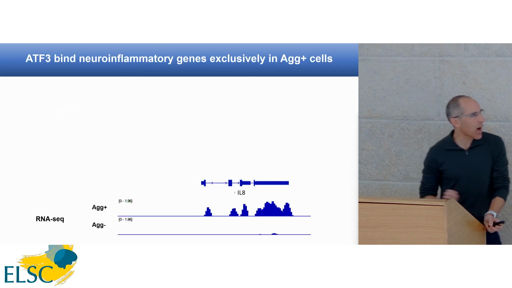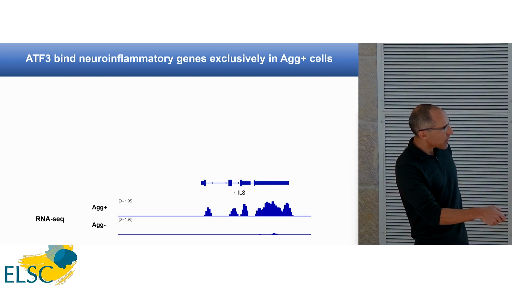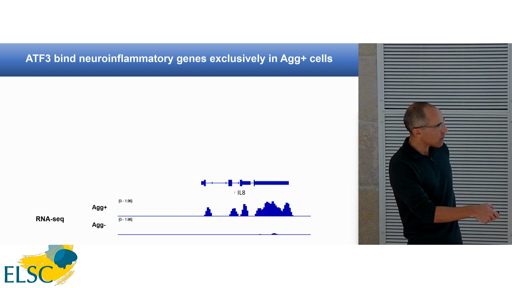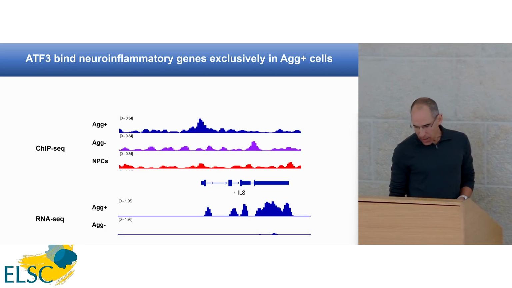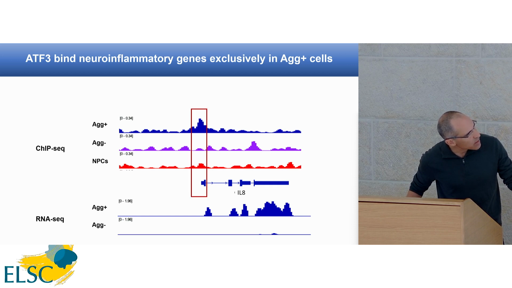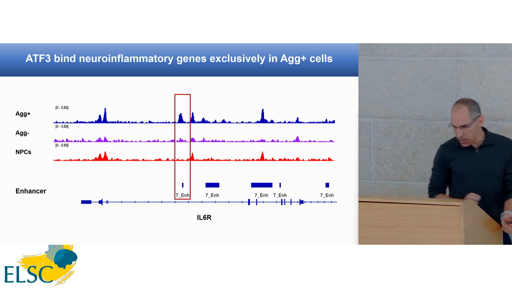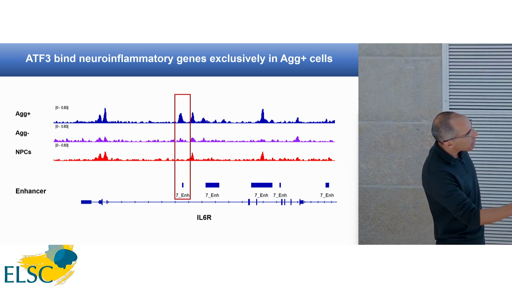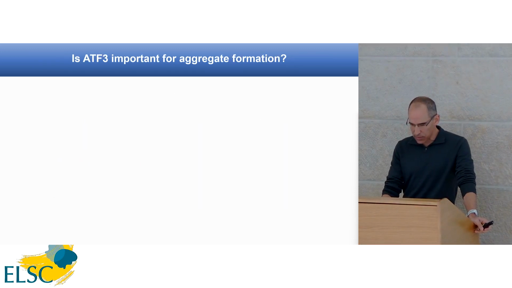So if we look at IL-8, for example, this is the RNA sequencing. You see that it's expressed only in aggregate plus cells, like I told you earlier, and no expression in the others. This is one of the induced genes. And now if you look at ATF3 ChIP-seq, you see that it is really only bound in the promoter of IL-8 only in aggregate plus cells. And this was true for other cytokines such as IL-6 receptor. You can see here an enhancer that is bound only in the aggregate plus cells, and so on.